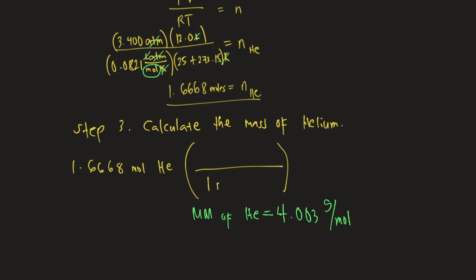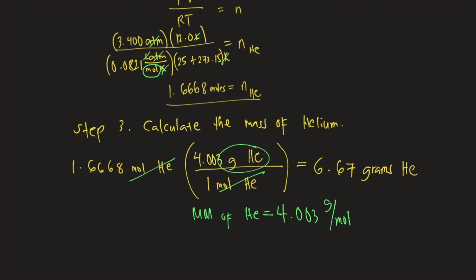So you put 1 mole of helium below, and above you put 4.003 grams of helium. So the moles of helium will cancel, and now you have grams of helium. So if you solve this, 1.6668 times 4.003 divided by 1, this is equal to 6.67 grams of helium. So the answer to this question is 6.67 grams.